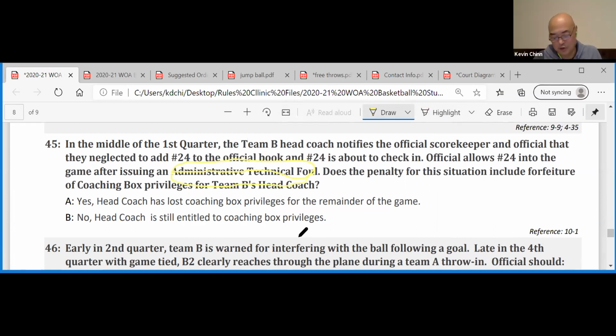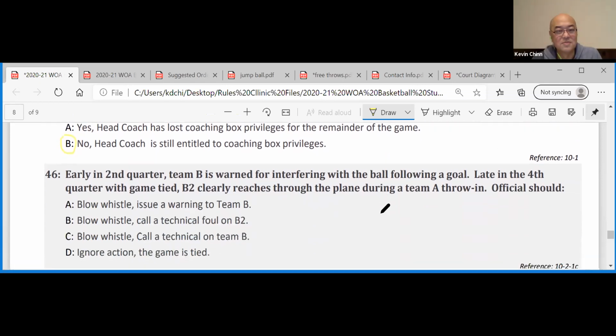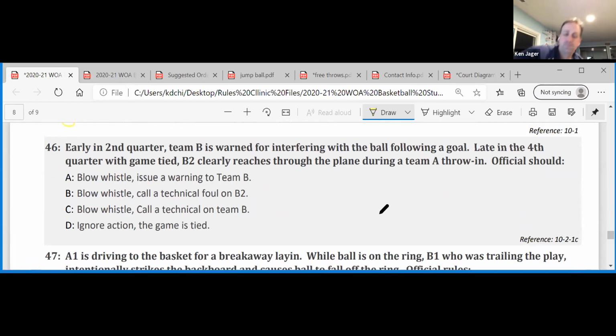Administrative technical fouls do not count toward the technical foul situations where the coaches lose the coaching box privileges. So the answer is B. And it also doesn't contribute to the head coach being disqualified after indirects and directs technicals. Yep, that's what I said. It doesn't count towards direct or indirect. Administrative T's.